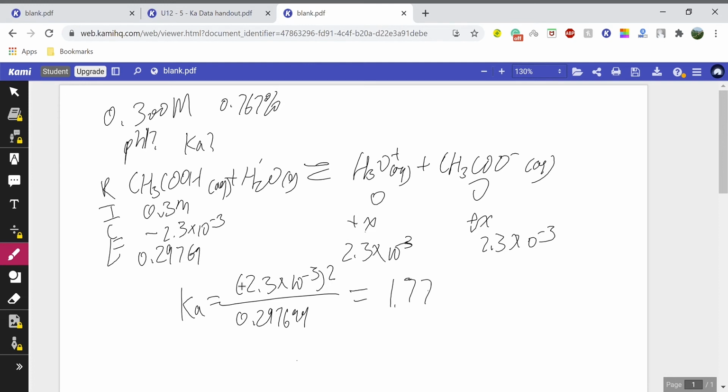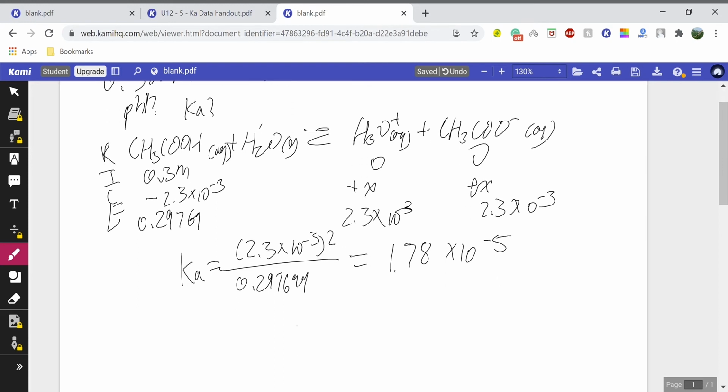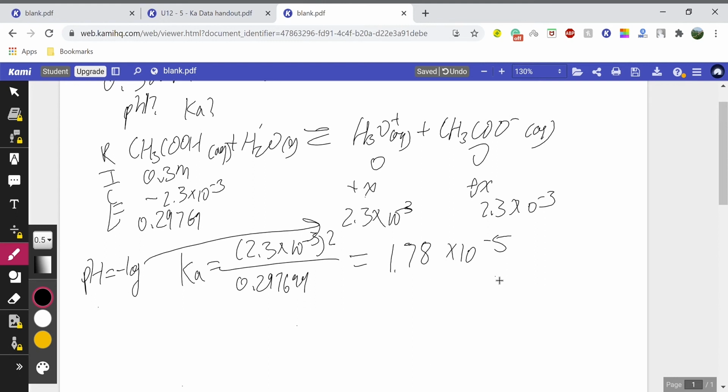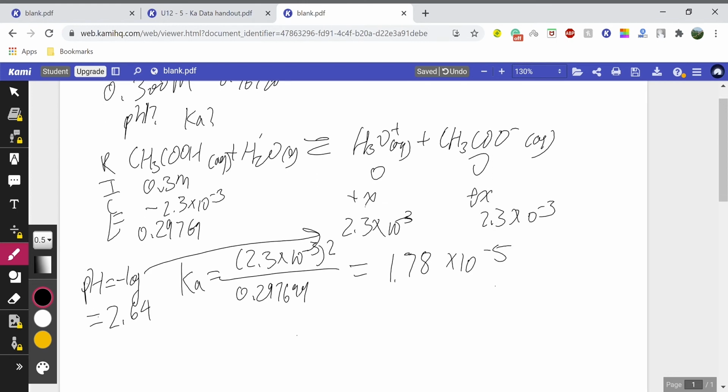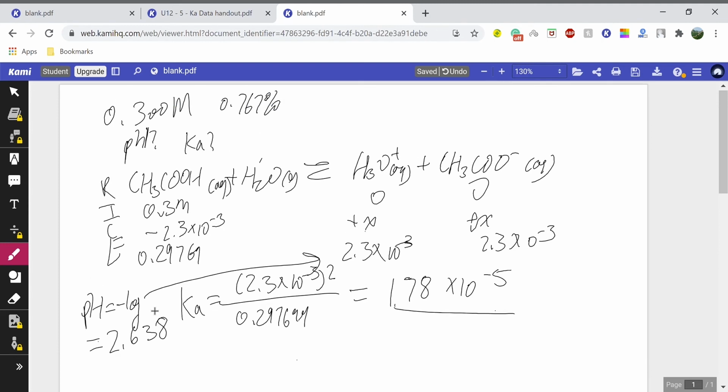We can write 1.78 times 10 to the negative fifth, and we round it to 1.78 because we're given 3 sig figs. Now let's calculate the pH real quick. pH is equal to negative log of this number, negative log of 2.3 e to the negative third, which is 2.64. If we keep 3 sig figs, we need to add an extra digit, 2.64. Again, the number of sig figs you keep should be consistent with what you're given.